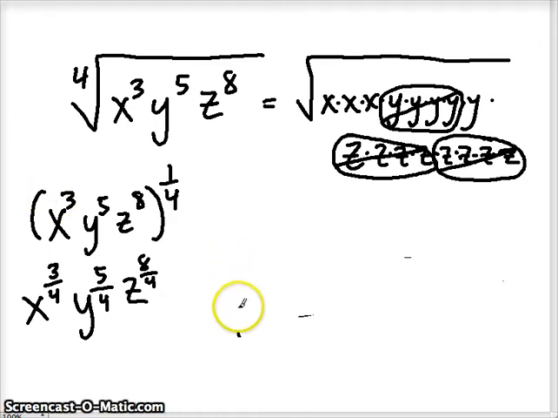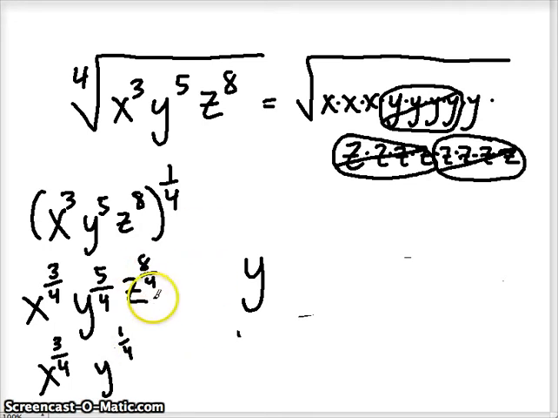Alright, so x to the 3/4, that stays, right? And can't do anything with that. This y to the 5/4, though, becomes y to the 1 and 1/4, right? So we got a 1 that comes out. And we still have a 1/4 inside, right?